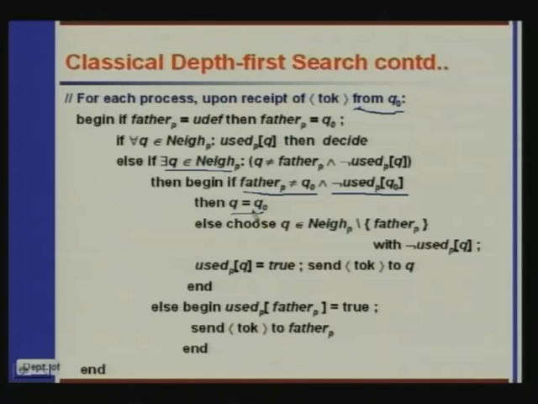Now, understand this thing very carefully. If we get the token from a process Q0 which is not my father, but I have not yet used Q0, which means I did not send the token to Q0 and Q0 has sent the token to me, then I will send the token back to Q0.